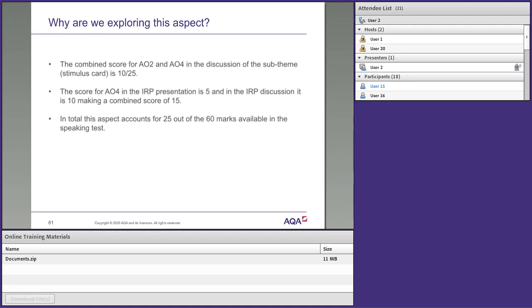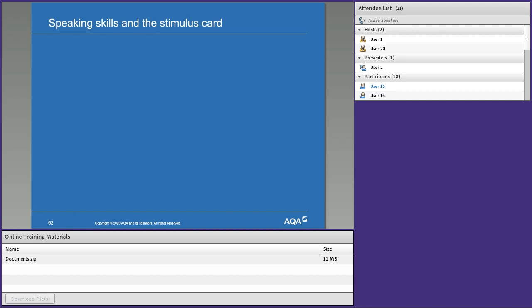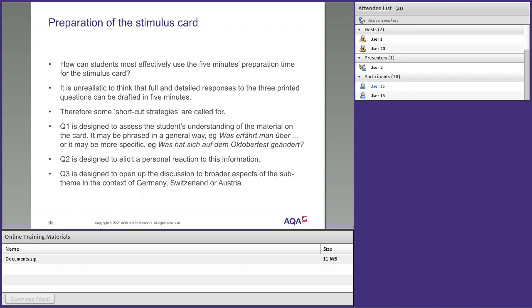The combined score for AO4 in the presentation is 5, and in the IRP it's 10, so a combined score of 15 altogether. So these aspects account for 25 out of the 60 marks available in the speaking test. So nearly half. So we're going to look first of all at the stimulus card.